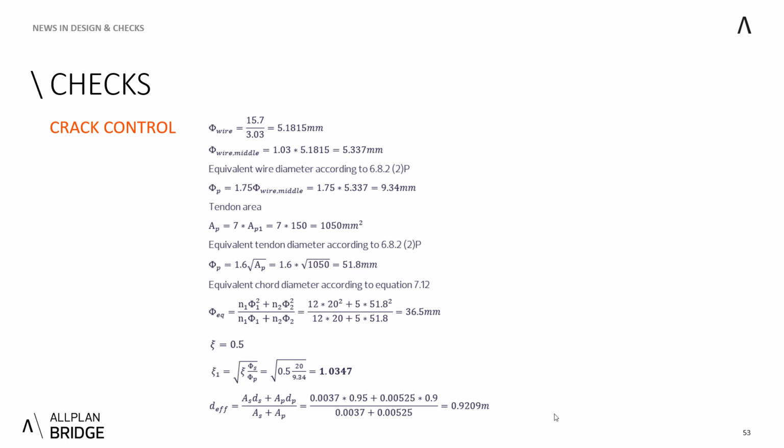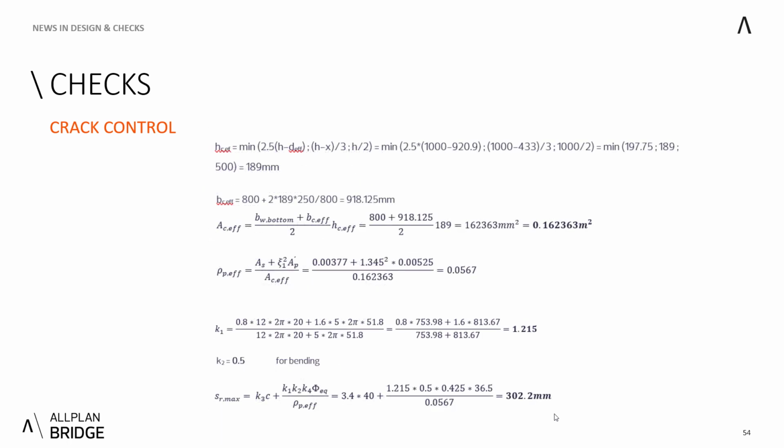So we have 12 rebars, 5 tendons, resulting into the equivalent core diameter of 36.5 millimeters. The bond characteristic between those strands is 0.5, resulting into this zeta 1 of 1.035. And the effective depth of both the rebars and tendons that we will use is 0.92 millimeters, which you can see is again the weighted average.